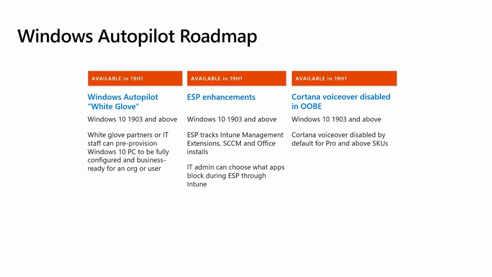Okay, roadmap. I will cover White Glove a bit later, maybe in the next slides. Some enhancements for the enrollment status page will be available in the next release of Windows 10, 1903. The user can choose applications which will block the enrollment status page through Intune. So you can say, we have 10 applications, but five of them are required, and before the installation of these five applications, the user can do nothing. And Cortana will be disabled by default.